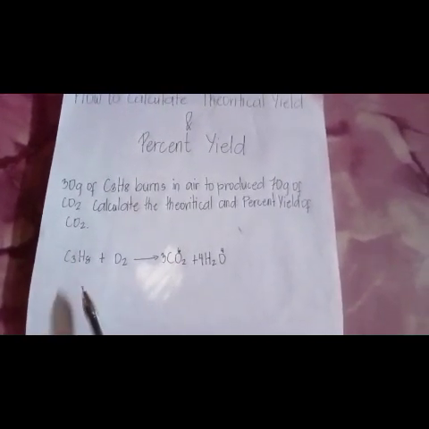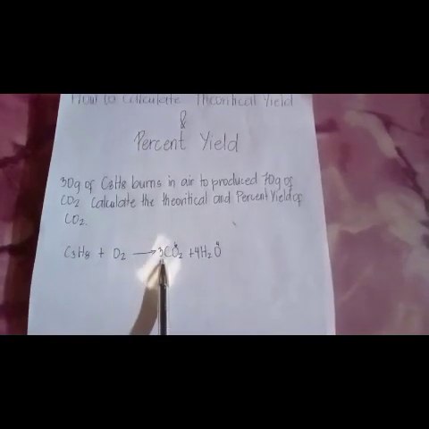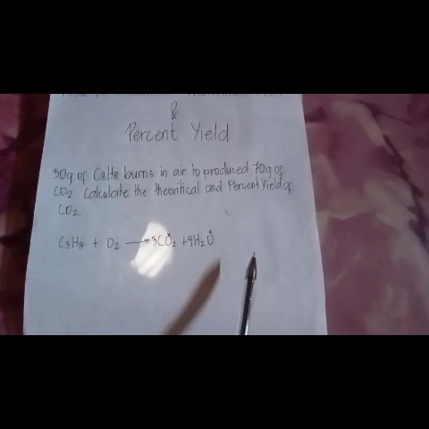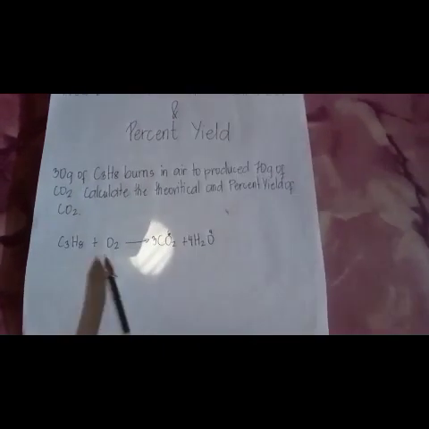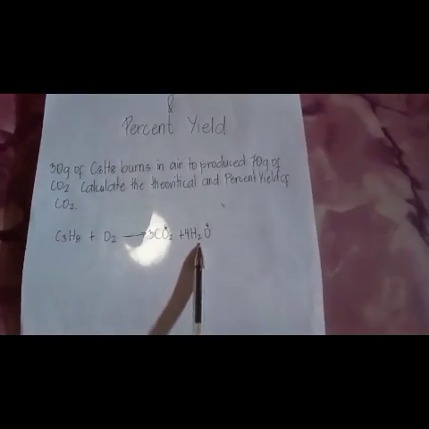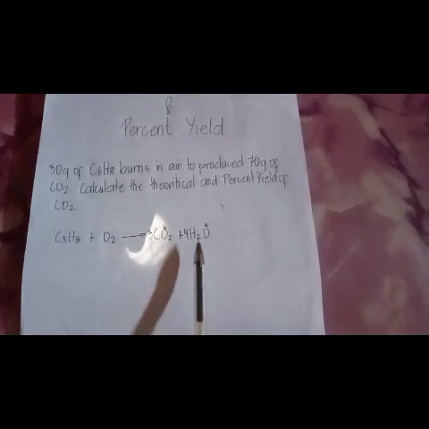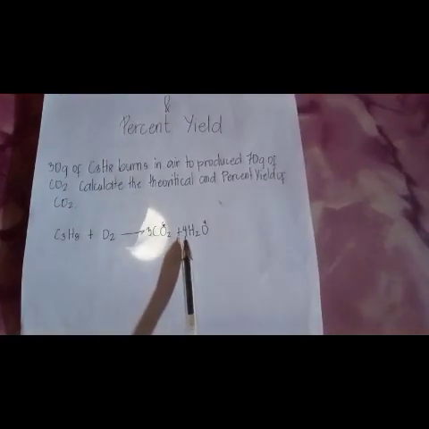of carbon atoms first. We have 3 carbons on the left side, so we're going to put 3 in front of CO2. Next, we're going to balance the hydrogen atoms. So we have 8 on the left, 2 on the right. As we all know, 4 times 2 is 8, so we're going to put a 4 here.